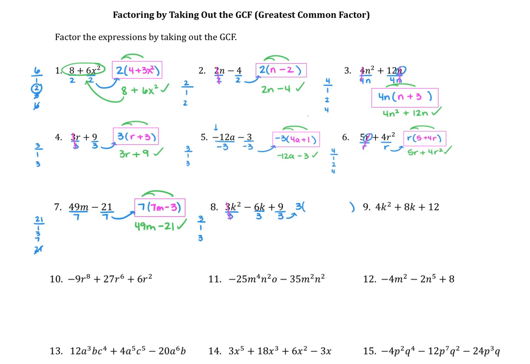3 divided by 3 goes away, so I'm left with k squared. Negative 6 divided by 3 gives me negative 2, and I tack on my k, and 9 divided by 3 gives me 3. Now let's do our check step. 3 times k squared gives me 3k squared. 3 times negative 2k gives me negative 6k, and 3 times 3 gives me 9. Matches my starting problem. I've done it correctly.